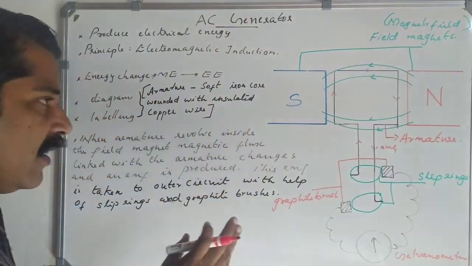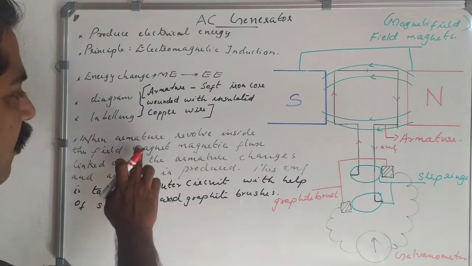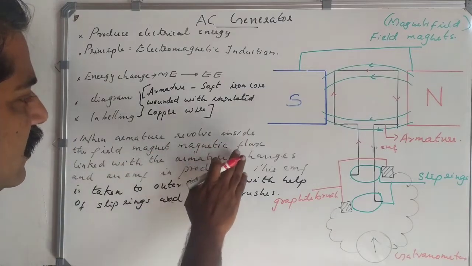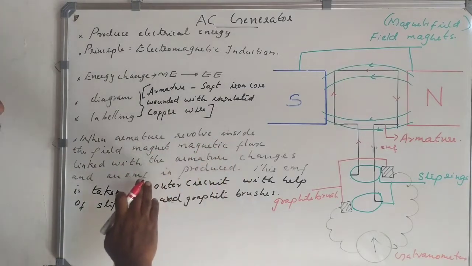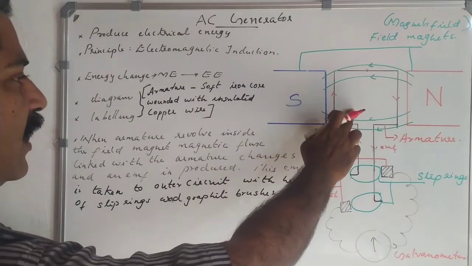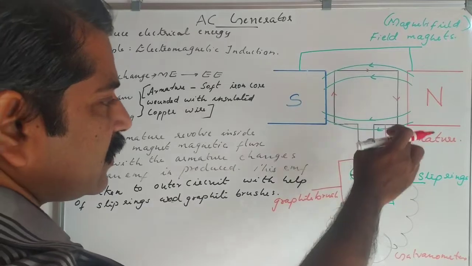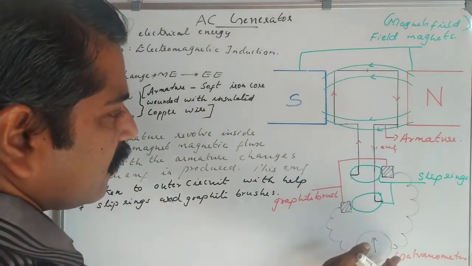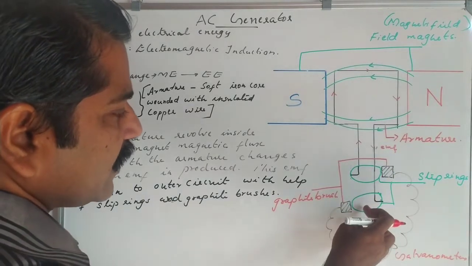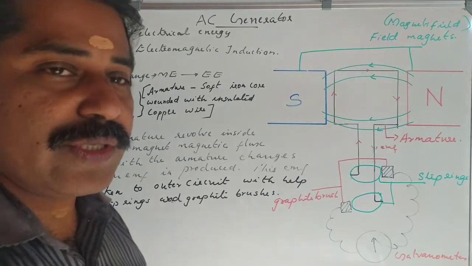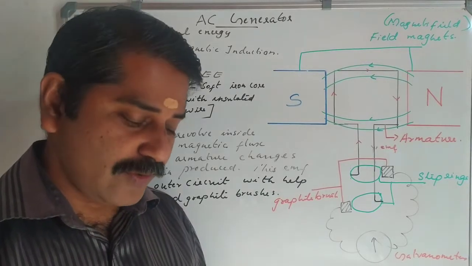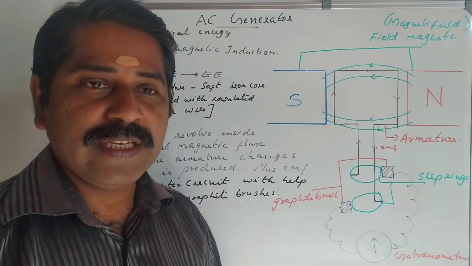Okay, so once again, the working of an AC generator: when the armature revolves inside the field magnet, the magnetic flux linked with the armature changes and an EMF will be induced in it. This induced EMF will be taken to the outer circuit with the help of slip rings and graphite brushes. Okay, so this much we have to learn about an AC generator.